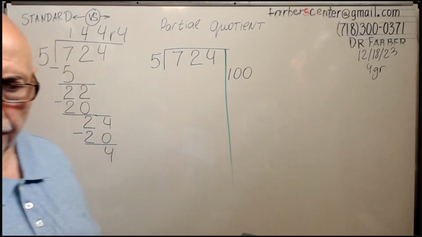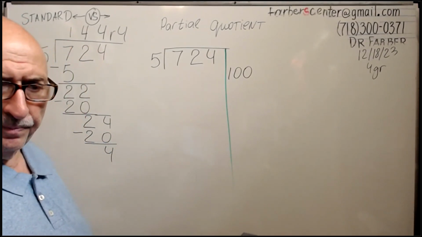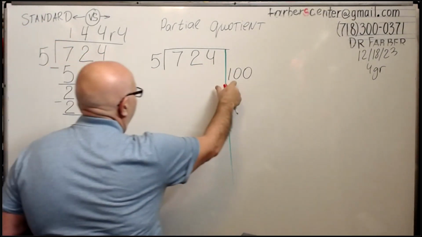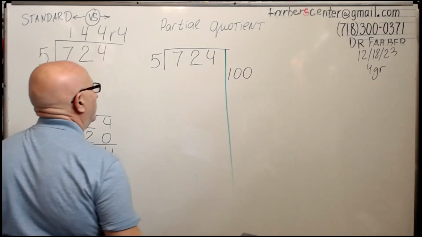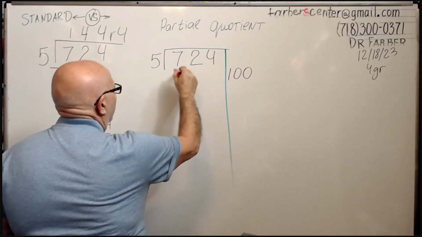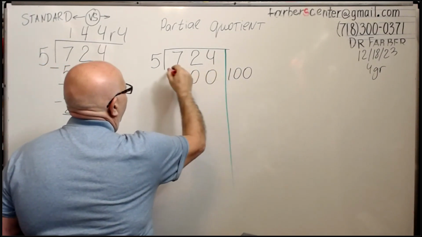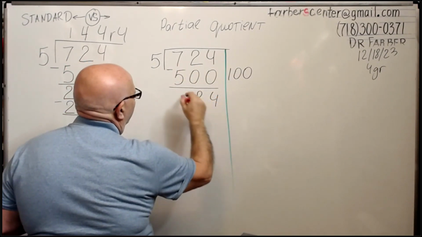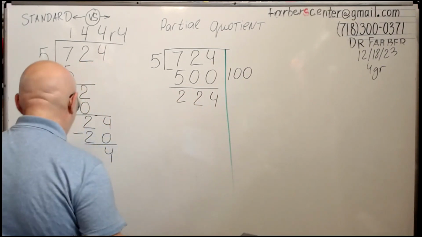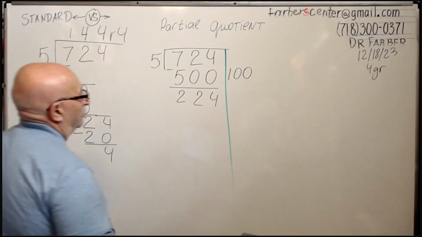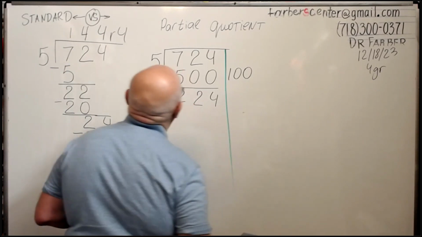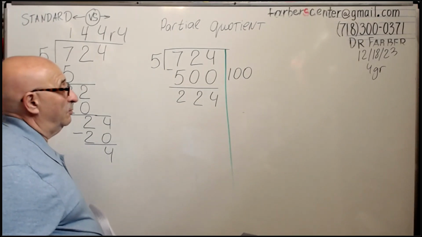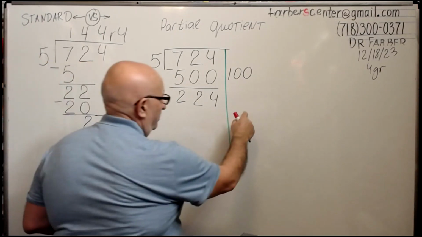So, Emily, 5 times 100 is 500. You subtract, you get 4, 2, 2. Okay. So choose in this place a convenient number, which being multiplied by 5 gives you a number close to 224. What is supposed to be written here?